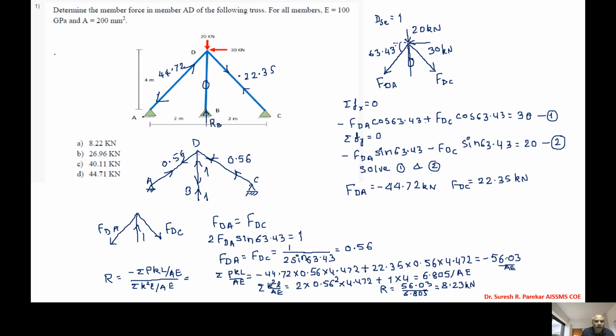So we can have the formula F is equal to P plus R K. P we have minus 44.72, R we have 8.23 and K we have 0.56. By solving this, we are going to get this value, that is minus 40.11 kilonewton, and we have option C. So the answer is C.